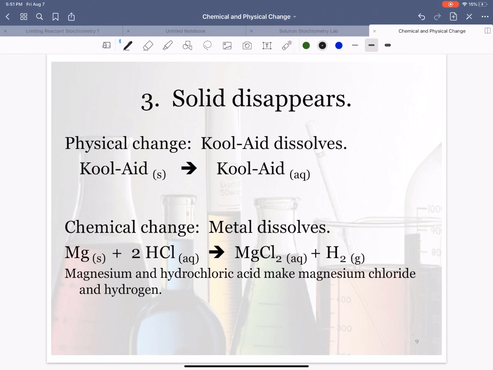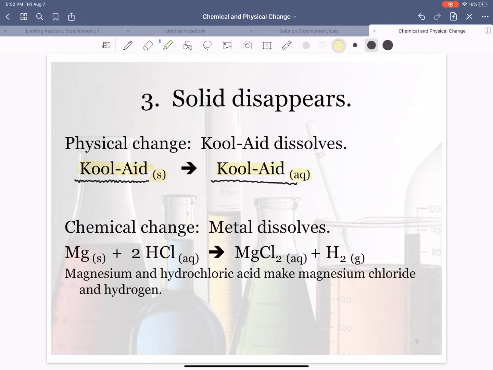A third evidence of change would be solid disappearing. If you had a packet of Kool-Aid, so Kool-Aid is a solid, a mixture of solids, and you put it in water, you would now have the solid dissolve. We have an aqueous solution, but the smallest units in the mixture that make up Kool-Aid, so maybe citric acid, flavor, red dye number 4, preservative, all those same things being put in the presence of water have not changed. We still have sugar, it's just now dissolved in water and we can't see it.